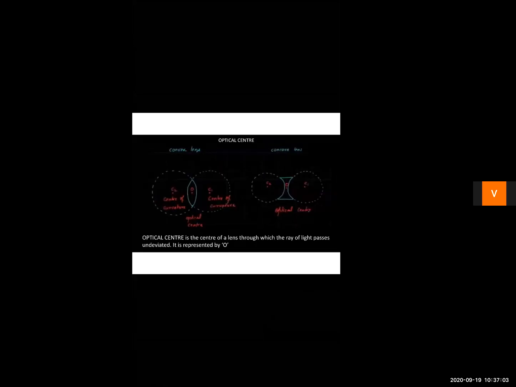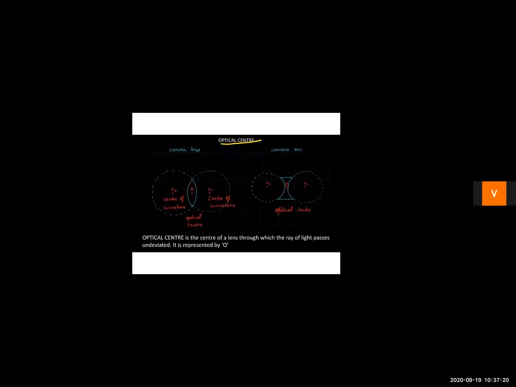So this is your definition of center of curvature, that is, each of the spherical surfaces of a lens forms a part of a sphere, and this sphere has a center which is known as the center of curvature. Right, children? Now let's talk about the next term, that is optical center. Optical center, as in mirrors we had done pole. Pole was the center of your mirror, right? Centermost point of the mirror.